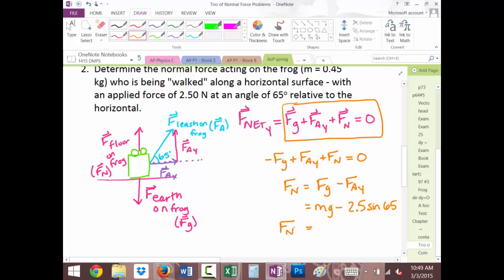Before you go today, I want you to figure out what Fn is. Do that really quickly for me right now. Check with your neighbors, see if they agree. If you need help with something, did you get an answer? Mitch, did you get an answer back there? What'd you get? 2.1 newtons, he says. Do you guys agree with him?